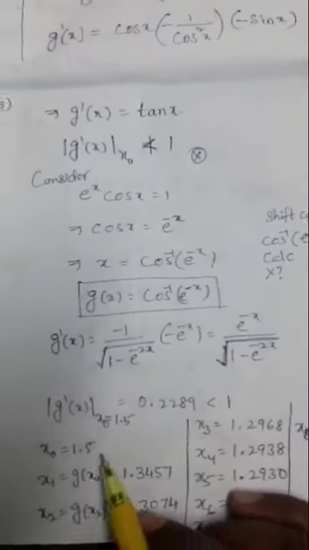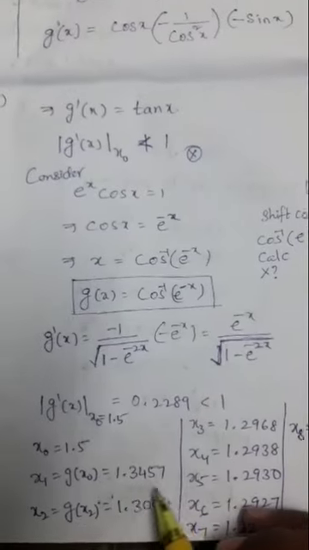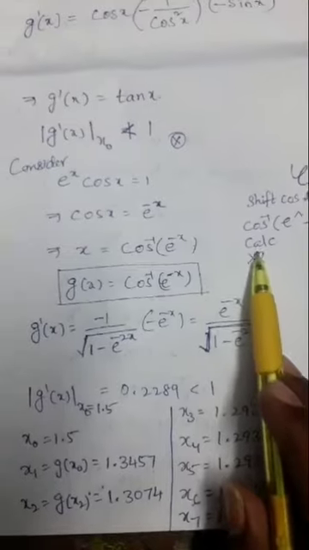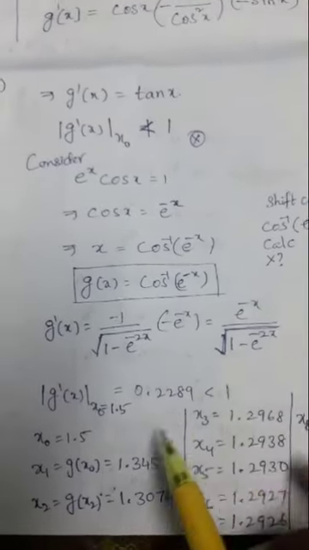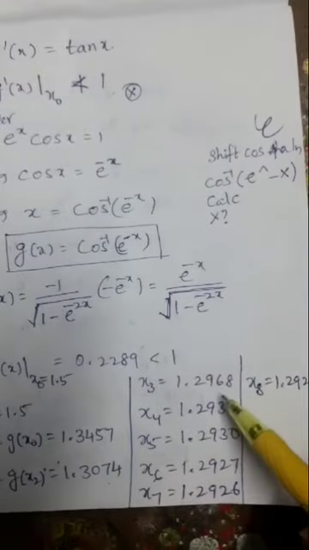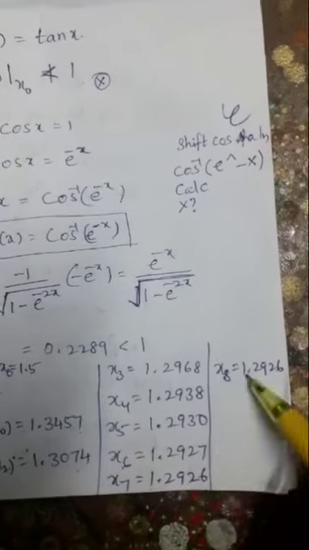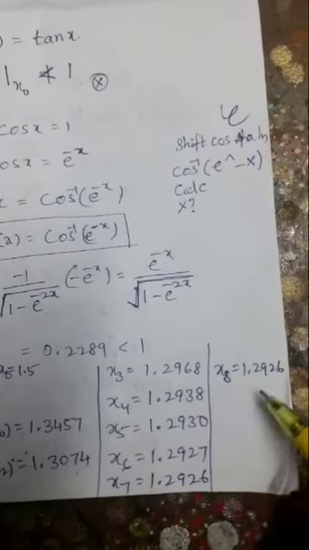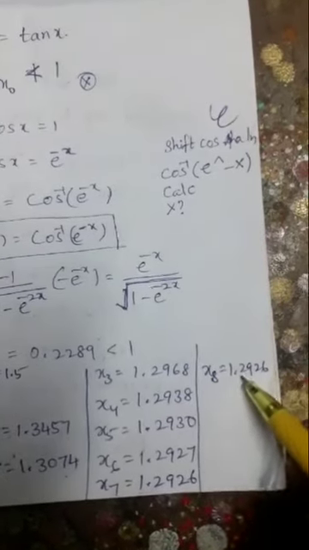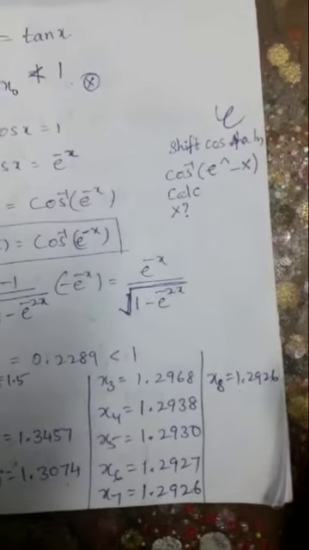So initially I will give the x value as 1.5, it gives 1.3457. Again I will press CALC and I will enter the value of x as 1.3457, it gives 1.3074. Continuing in this process, I will reach x7 and x8. The two successive approximations are equal, so I will stop the procedure and I will conclude the root of the equation is 1.2926. Thank you very much.